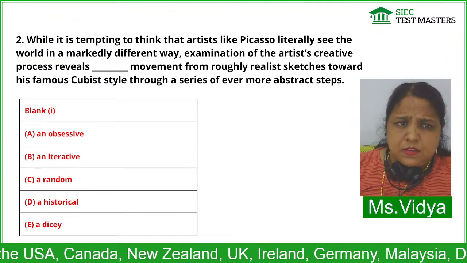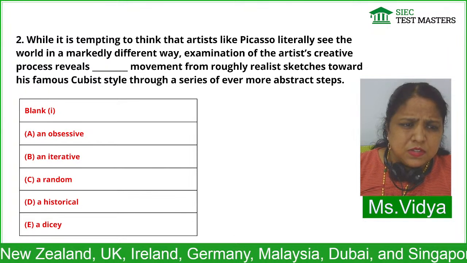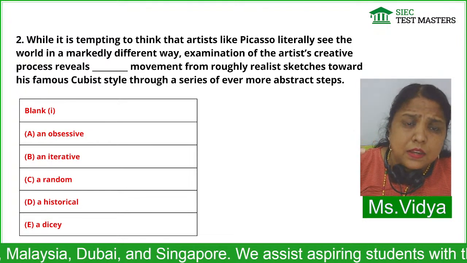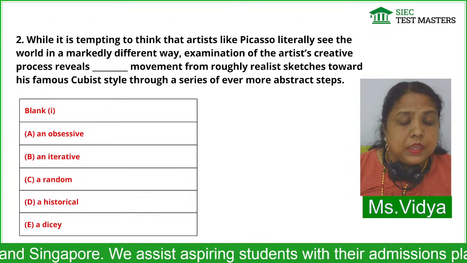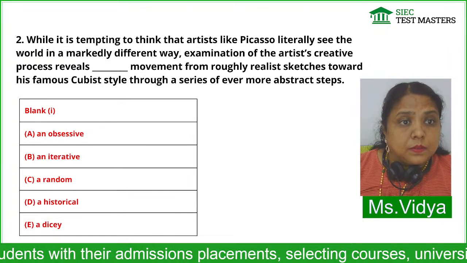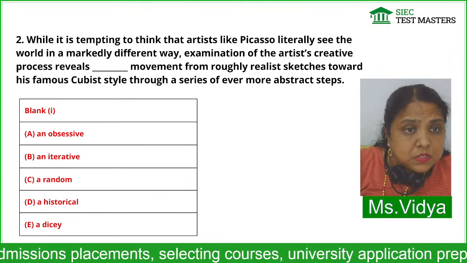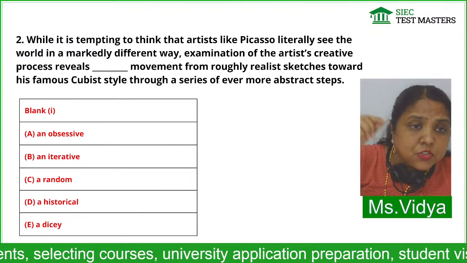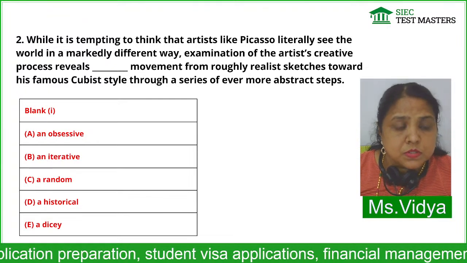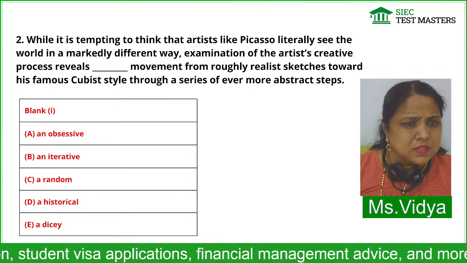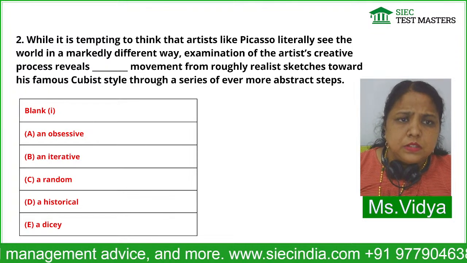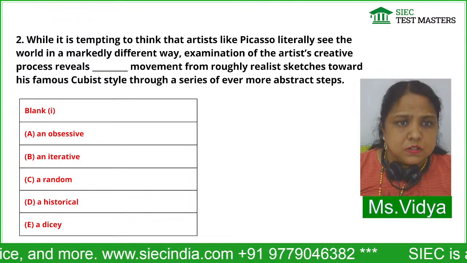Obsessive, no, it doesn't make any sense. Ordinary is different from obsessive. Iterative means repeating again, doing it again and again to improve it. That makes sense. Like ordinary people, they make errors, they make mistakes. They go from a rough sketch to a complicated one. So it makes sense, keep B. And let me eliminate the other options. Random movement, no, it doesn't make any sense there. Historical, not at all. Dicey means risky, not a risky movement. So iterative is the right answer.